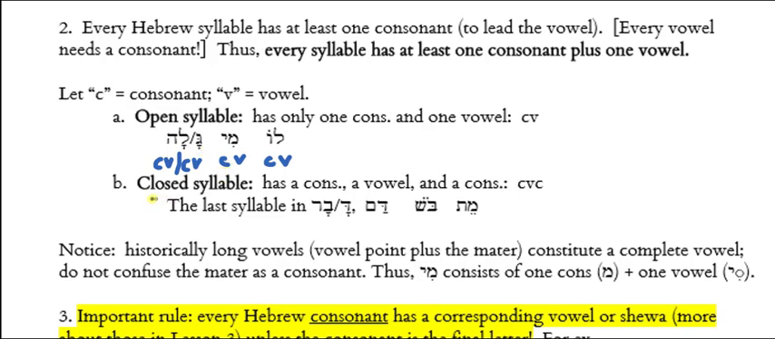Now, a syllable could also be closed. A closed syllable has a consonant followed by a vowel, and then a consonant after the vowel, where together they constitute one syllable. So, look at our examples here. Met, this means dead. Mem, consonant. Tsere, vowel. And tav is a closing consonant. It's a final consonant after the vowel. This, therefore, constitutes a closed syllable.